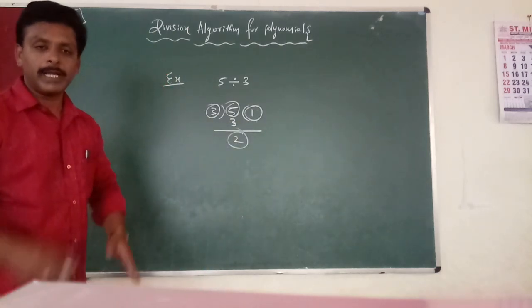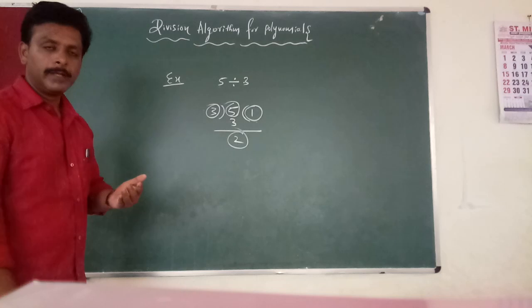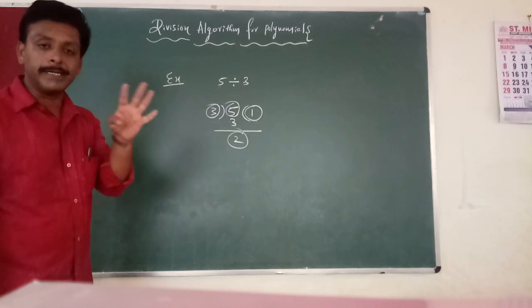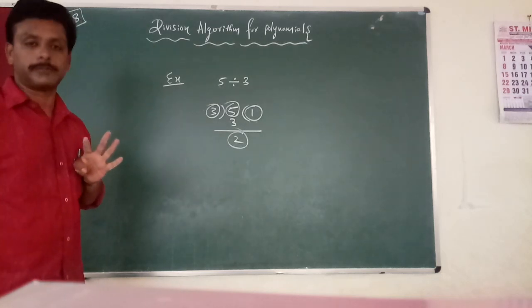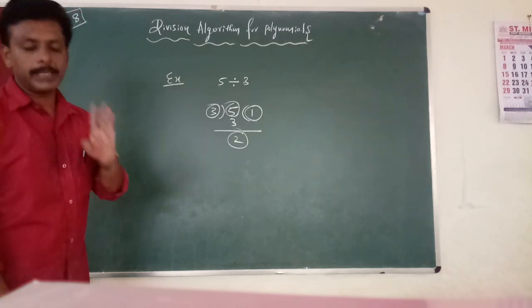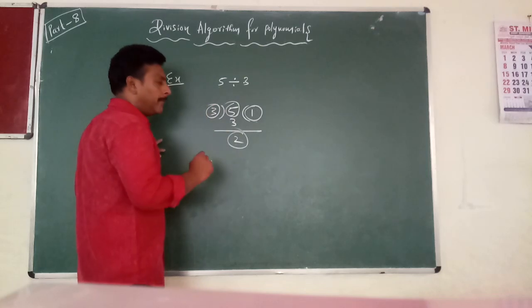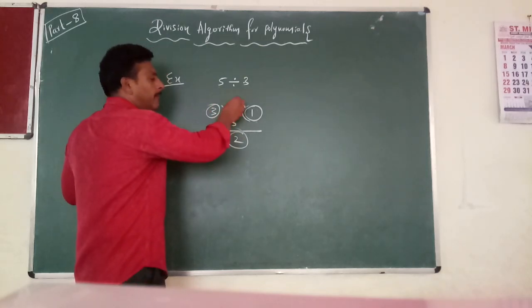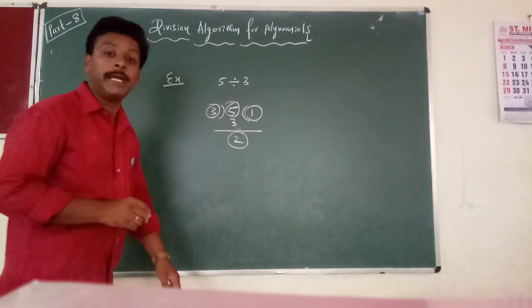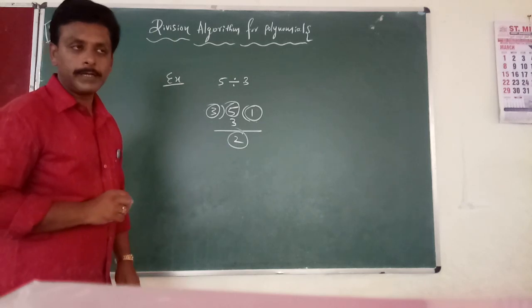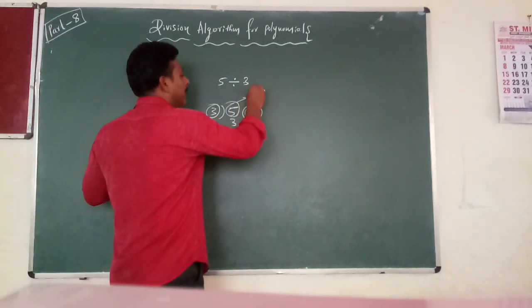Whenever you are dividing one number by another number, there will be 4 important terms involved in that division process. Each term is denoted by a particular name. If you remember, just recall your primary, 5 is called a dividend. What is it called? A dividend.